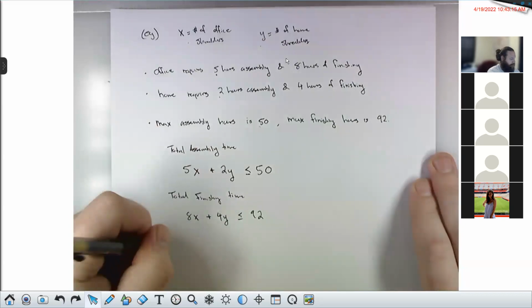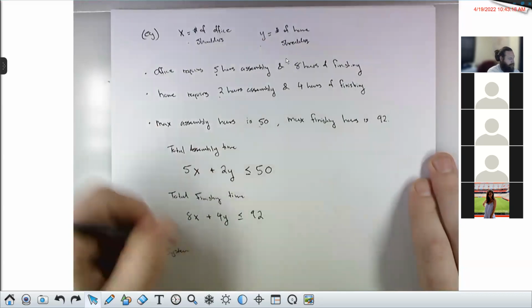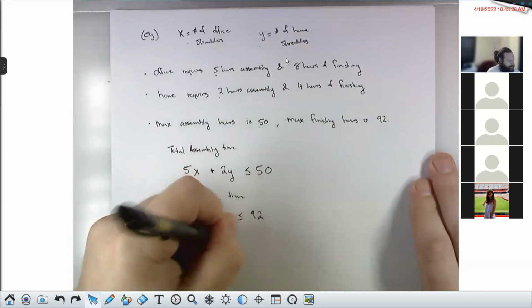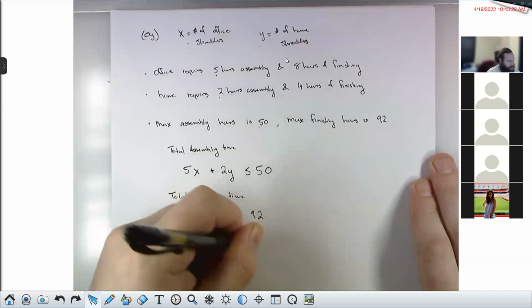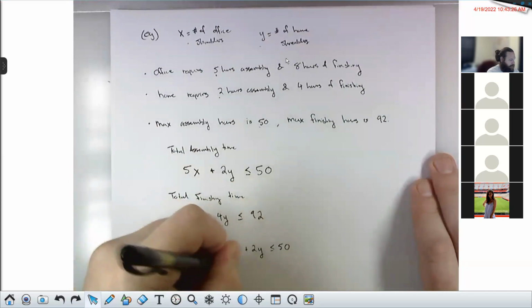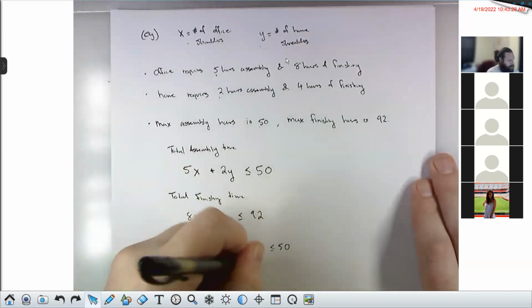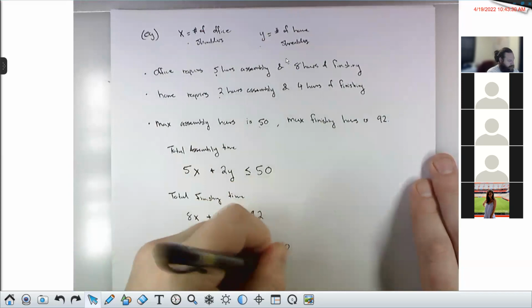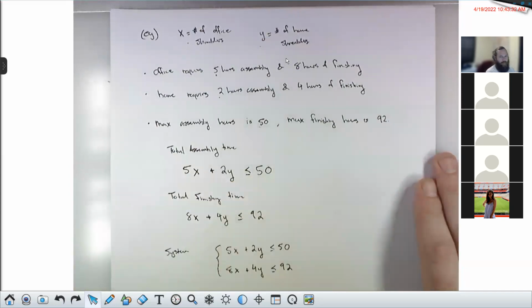So the system would be 5x plus 2y is less than or equal to 50. And 8x plus 4y is less than or equal to 92. And that's it.